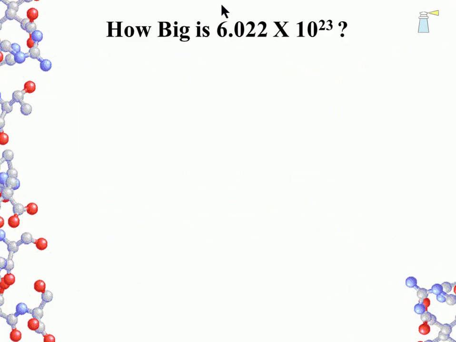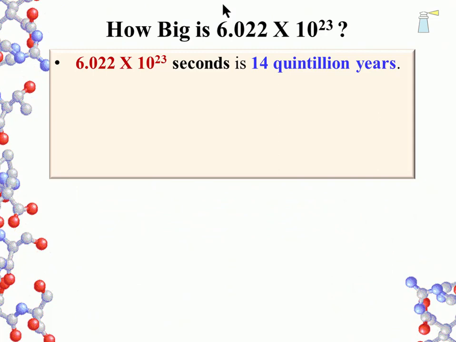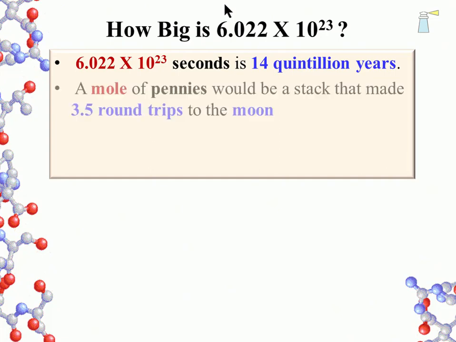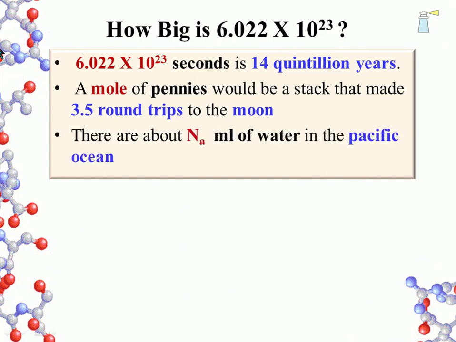Just how big is 6.022 times 10 to the 23rd? Well, 6.022 times 10 to the 23rd seconds is 14 quintillion years. That is 1,000,000 times longer than the existence of the universe. A mole of pennies would be a stack that made 3.5 round trips to the moon. There are about N sub A milliliters of water in the Pacific Ocean, the entire Pacific Ocean.